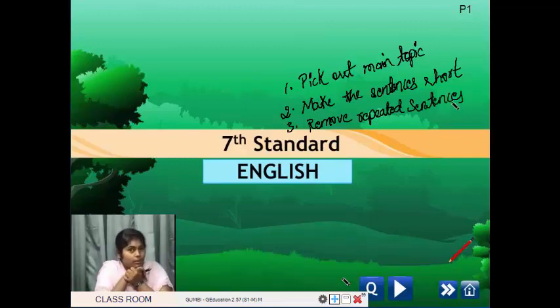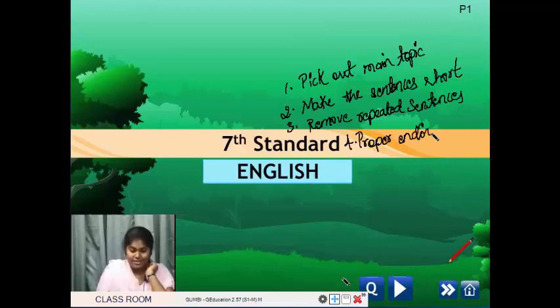Only these three? No, one more last point is there. How will you end it? You have to end the summary. You have to give it a proper ending. So, these were the points you studied in your previous class on how to write a summary.